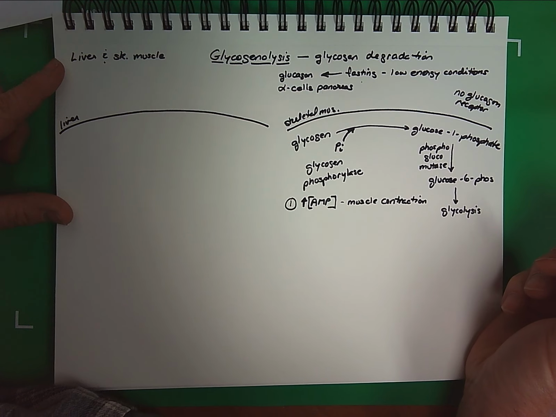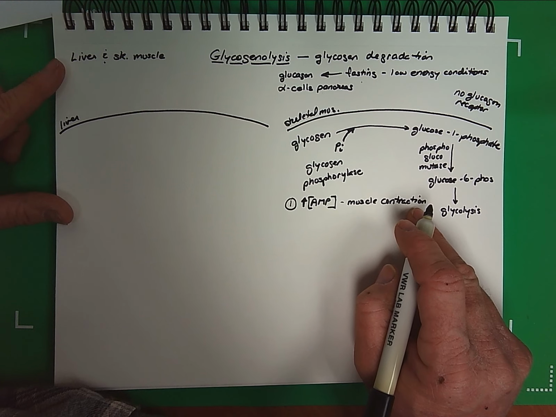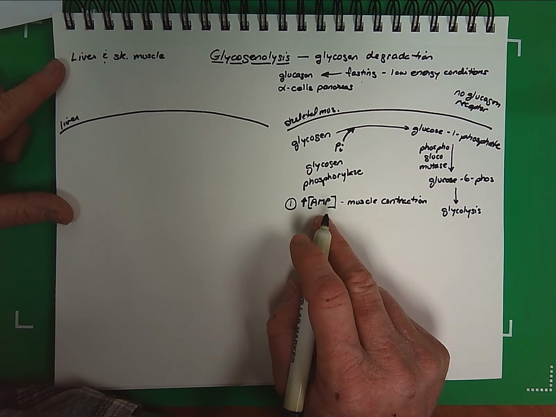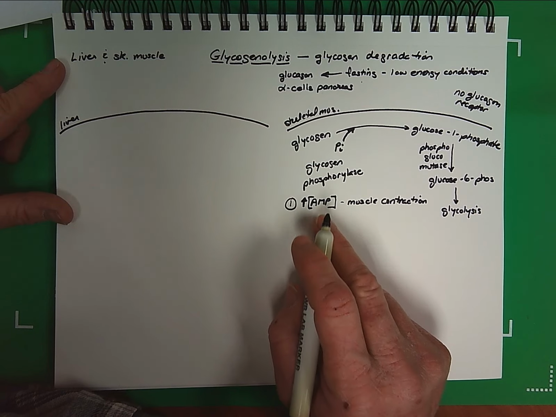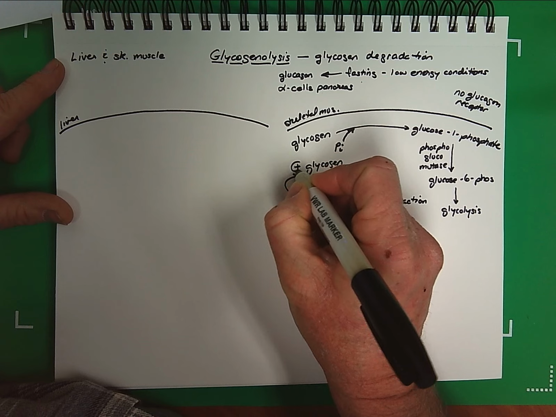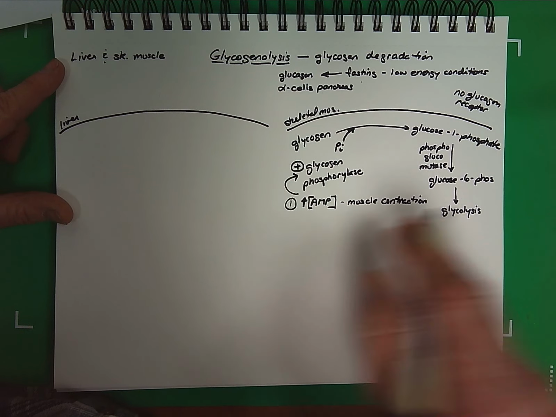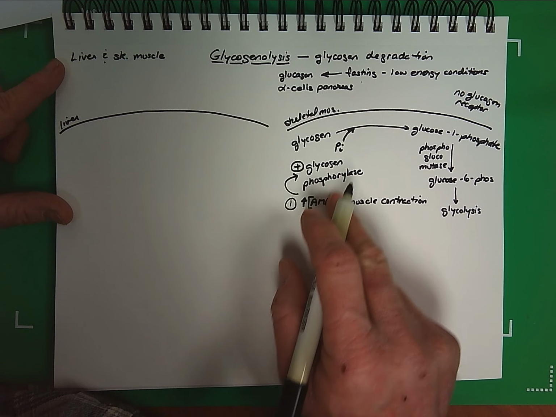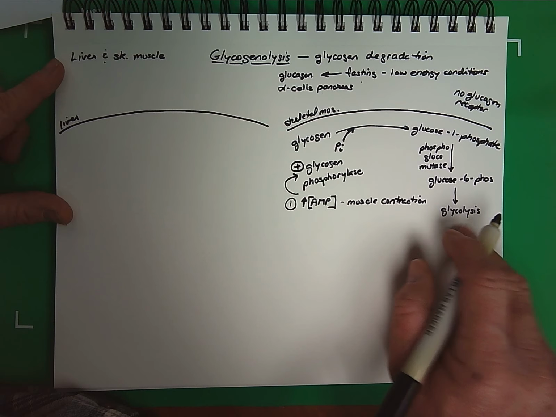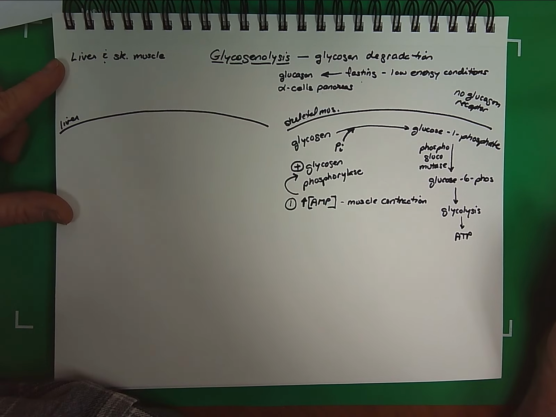So with light muscle contraction and activity, we obviously burn our ATP for our myosin-actin interactions, and that's going to increase AMP. Now AMP is an activator, an allosteric activator of glycogen phosphorylase. So as our energy charge starts to decrease, we indicate to the enzyme that we need to release more glucose to generate ATP from glycolysis and the TCA cycle.